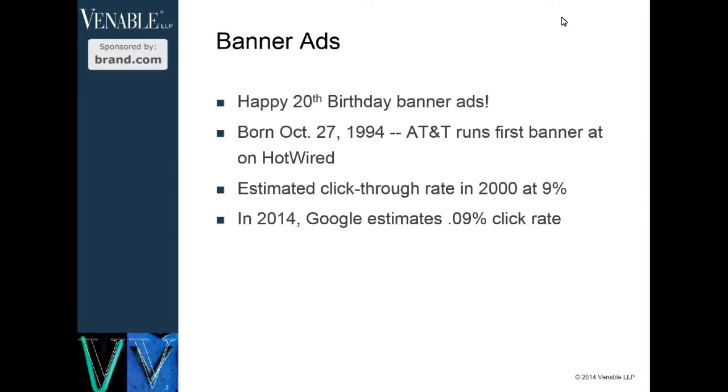A decade or so ago, people were saying that the click-through rates for banner ads were estimated at about 9%. Today, Google, which owns DoubleClick, so has an interest in this, has estimated today that click-through rates are at 0.9%, and that's really the highest I've seen. Some estimate it as low as 0.2%. So these kinds of messages aren't getting to consumers. So here we have native.